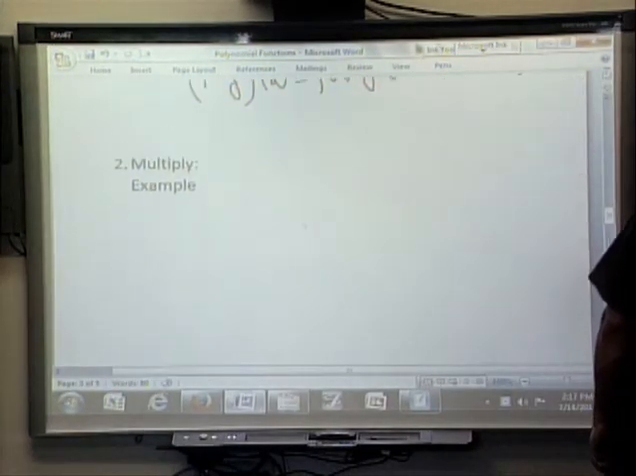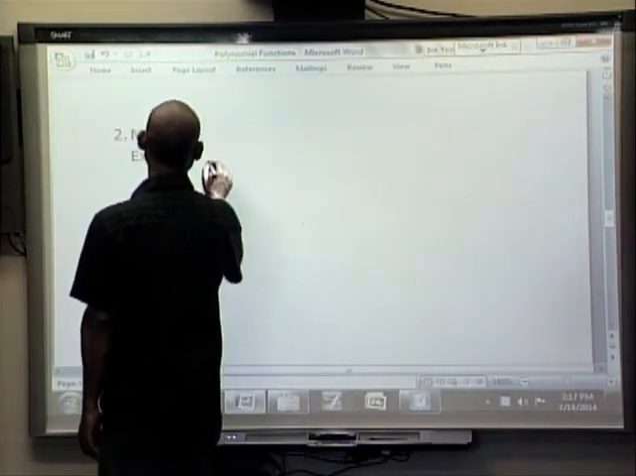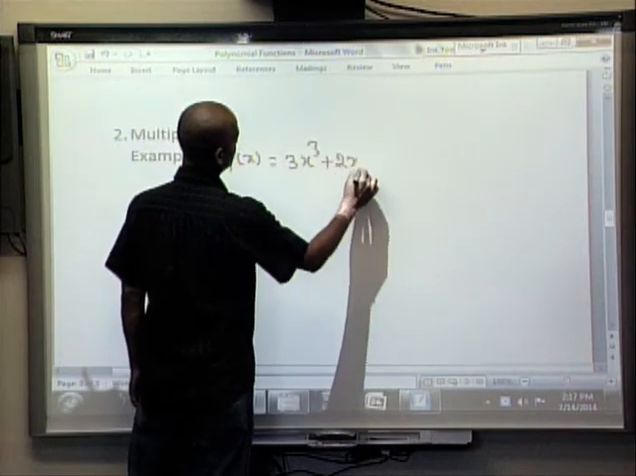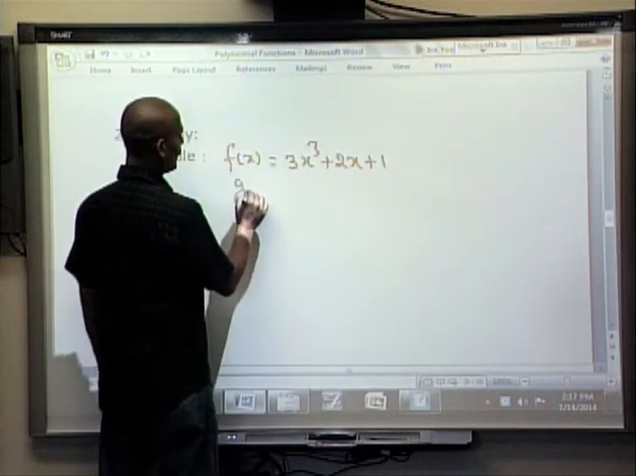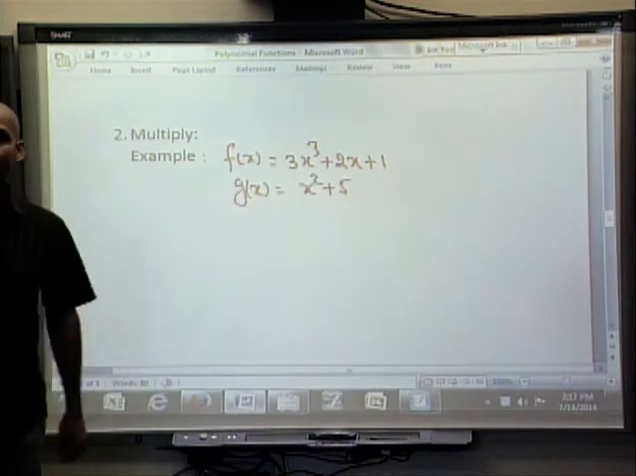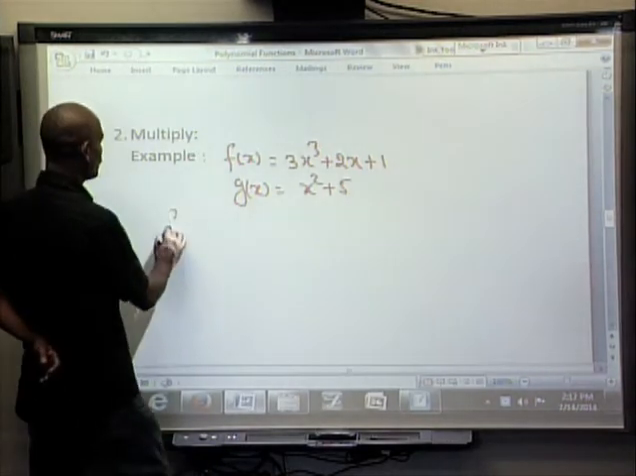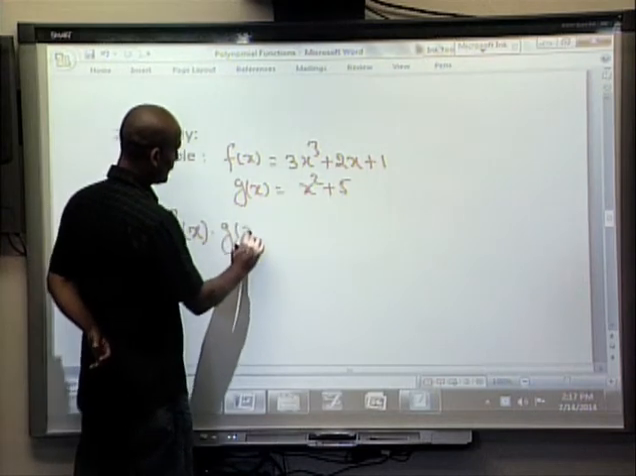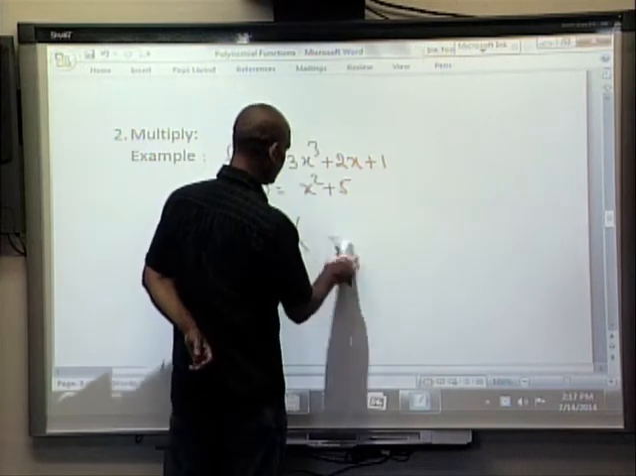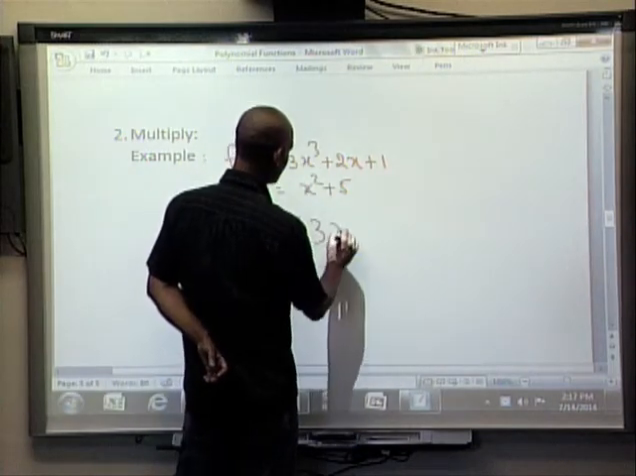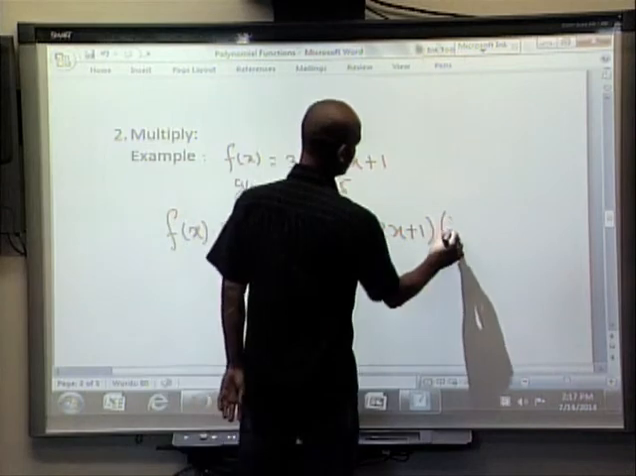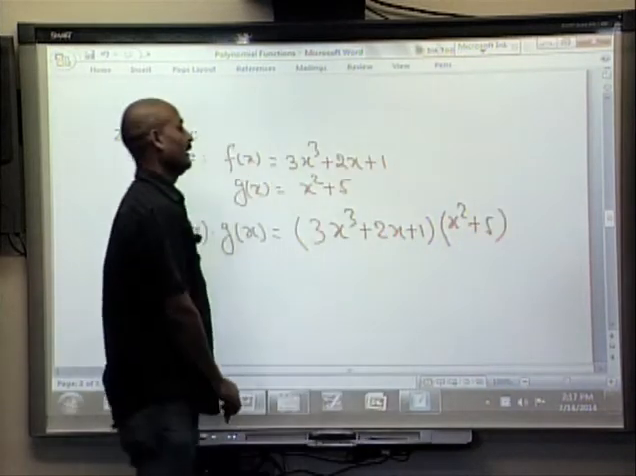Now, let us think of multiplying. Suppose I have a polynomial, let us say f of x equals 3x cubed plus 2x plus 1, and another polynomial, let us say g of x equals x squared plus 5. So, we have two polynomials, and we want to multiply, we want to do f of x times g of x. We want to calculate this quantity, 3x cubed plus 2x plus 1 is one polynomial, multiplied by x squared plus 5, another polynomial.